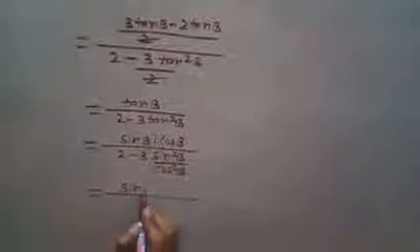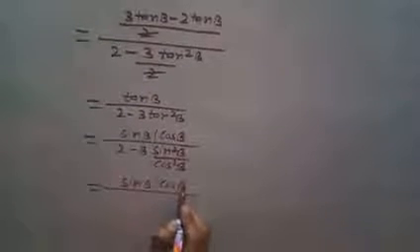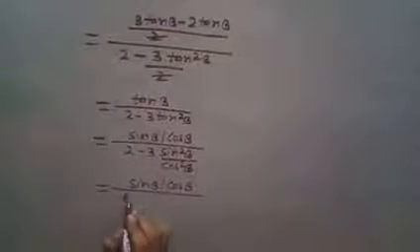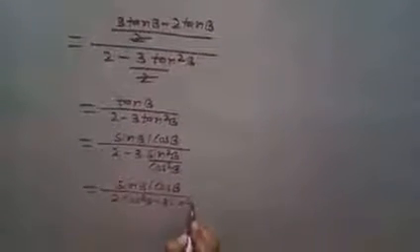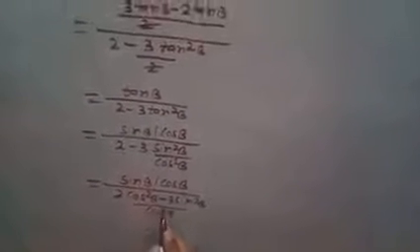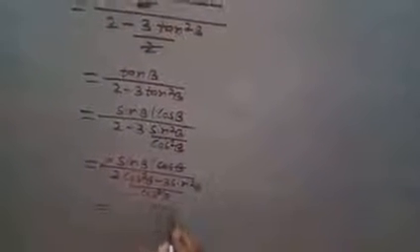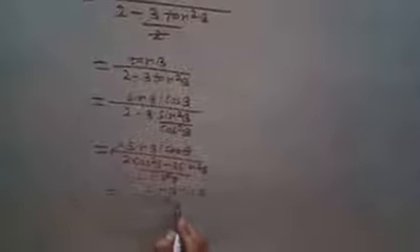Again sin B upon cos B, and here 2 cos square B minus 3 sin square B upon cos square B. Now this square cancels out, and this cos B can go to this side. So sin B cos B upon 2 cos square B minus 3 sin square B.